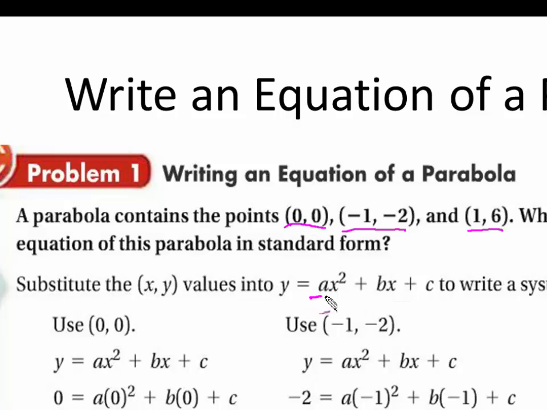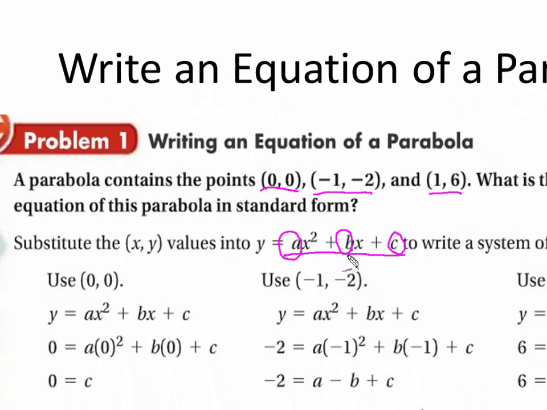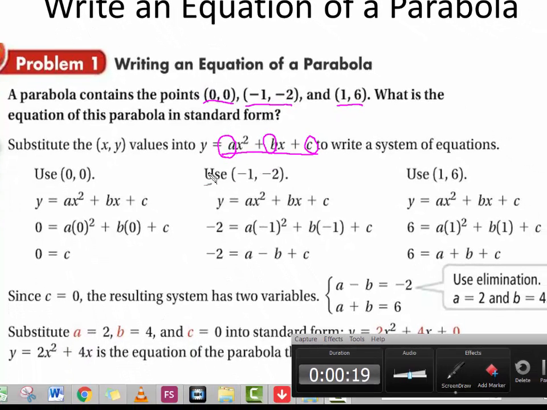Since in the standard form ax squared plus bx plus c, we have 3 variables, a, b, and c. x, y is only the input and the output. So in order to find that particular equation of parabola, we need to solve for a, b, and c. Since we have 3 variables, we need 3 equations to solve for these 3 variables. Based on these 3 points, we can set up 3 different equations right here.